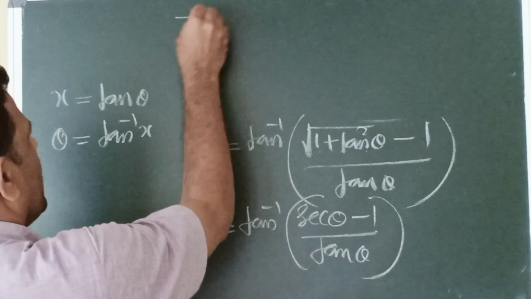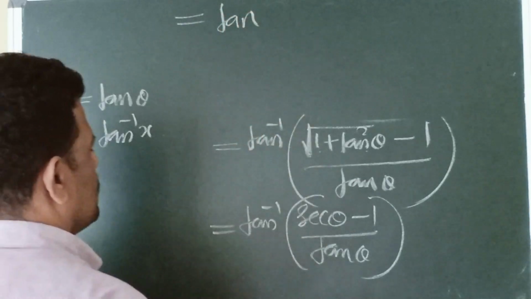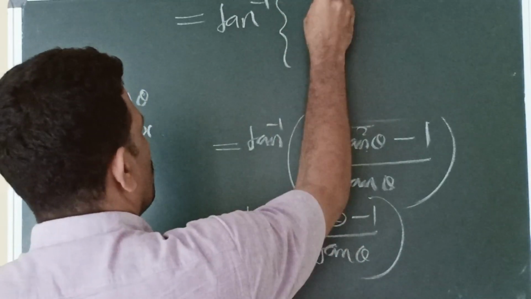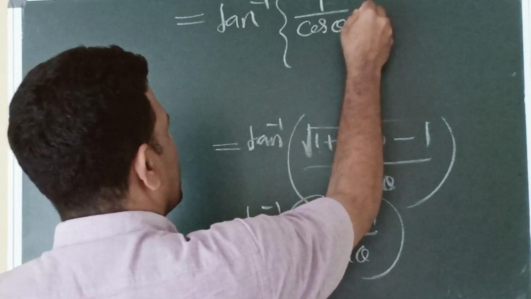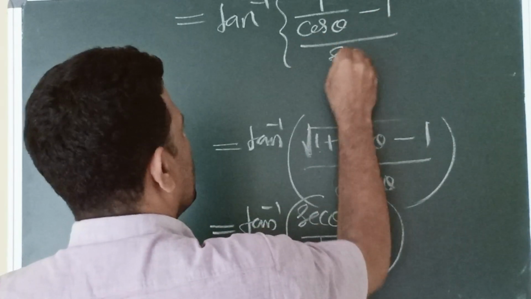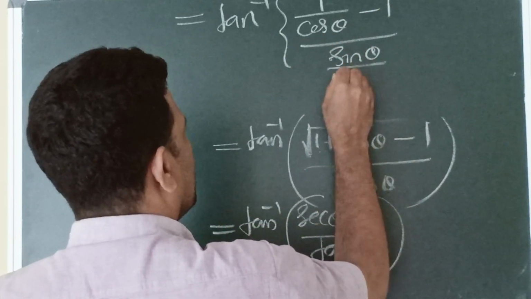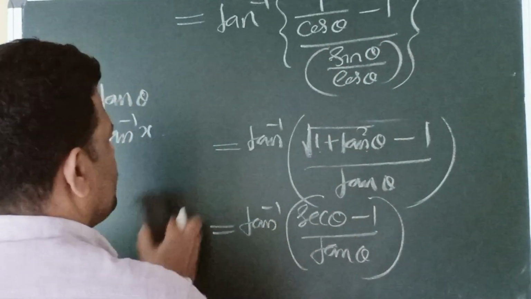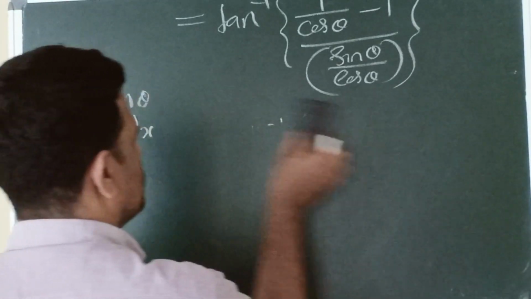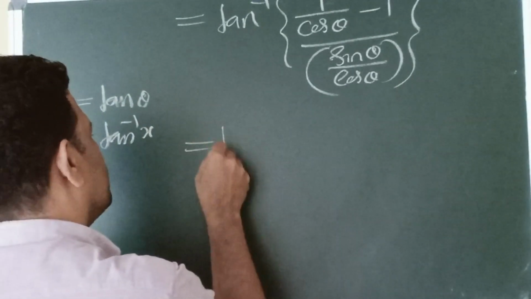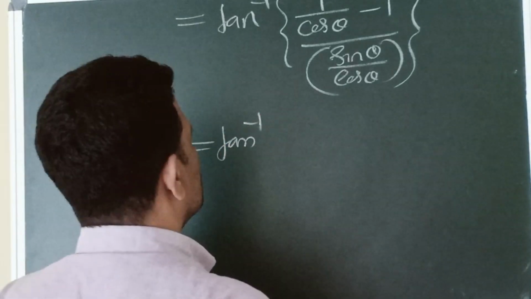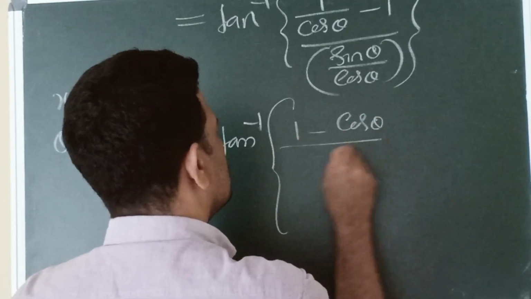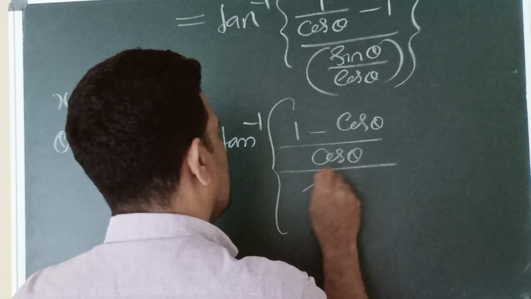Now, we can write it as tan inverse, sec theta can be 1 by cos theta, minus 1 by sin theta by cos theta, because tan theta is sin theta by cos theta. That is equal to tan inverse 1 minus cos theta by cos theta divided by sin theta by cos theta.